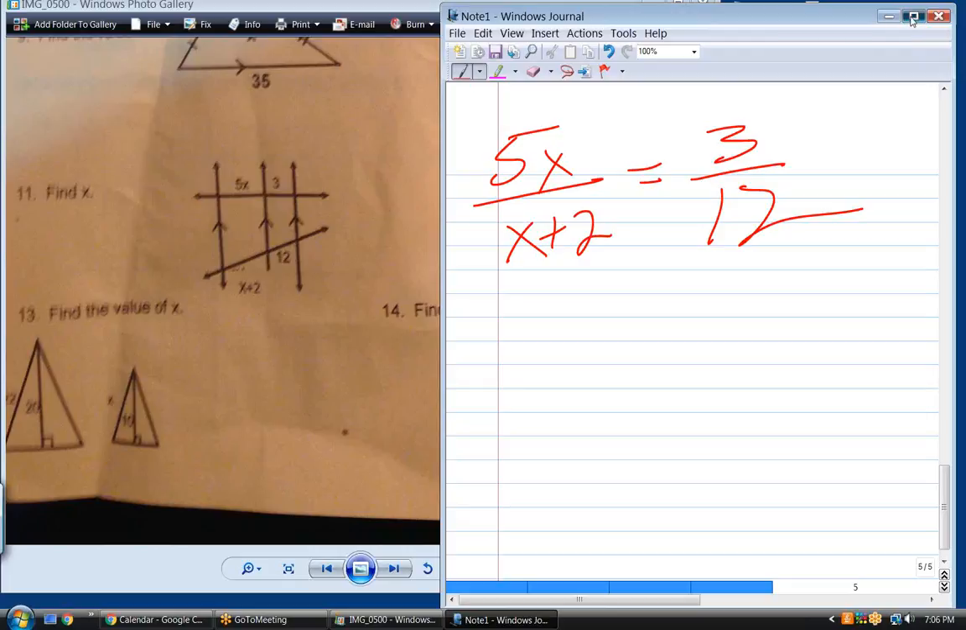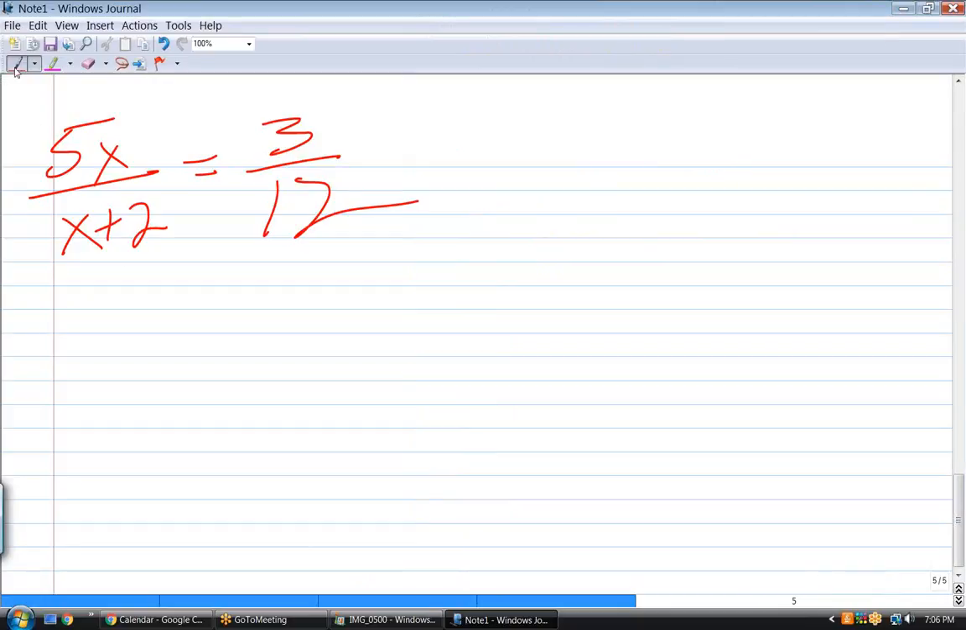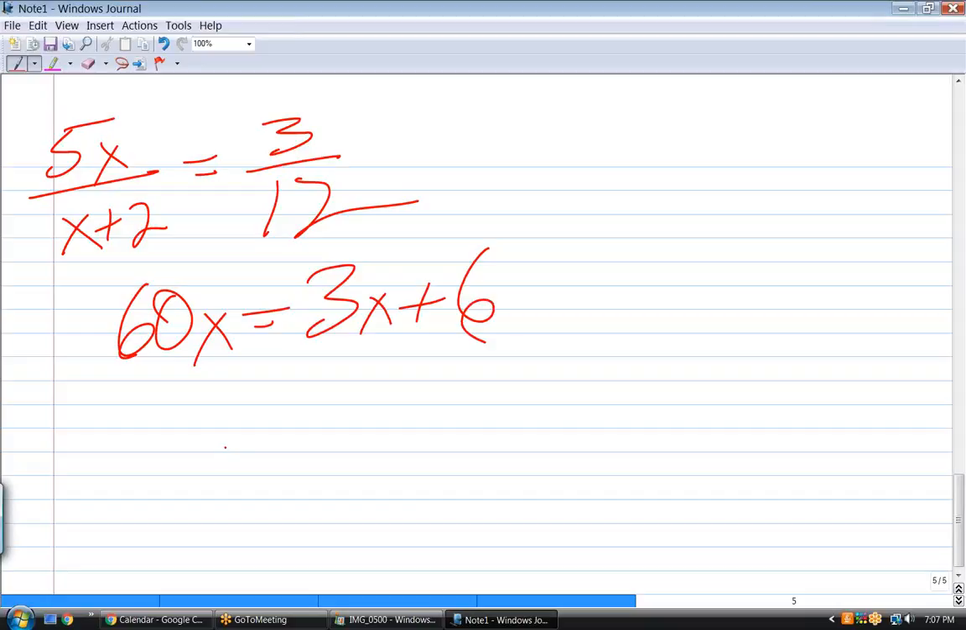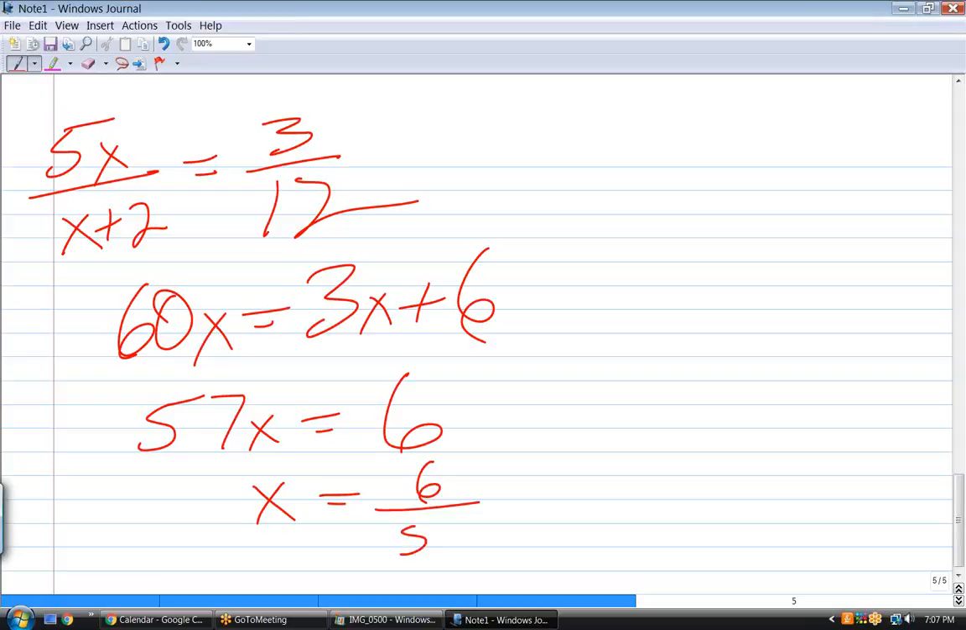Let's just every now and then do one of these. What's the next line? Would it be 60x? Sorry, what? 60x is equal to, would it be 3x plus 6? Next line. Get 57x is equal to 6. Equals what? 6. And finally, can you reduce that number? No. By doing what?